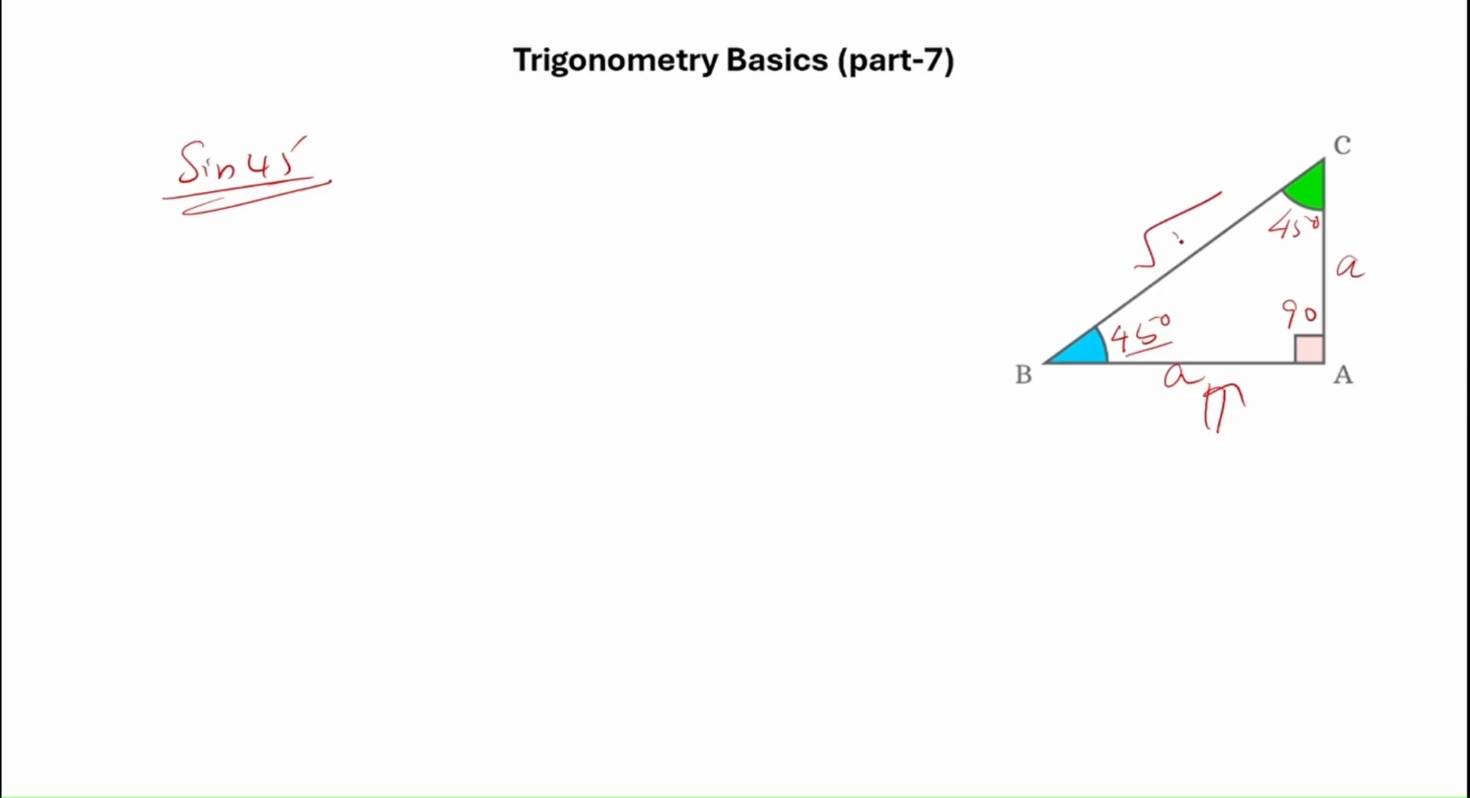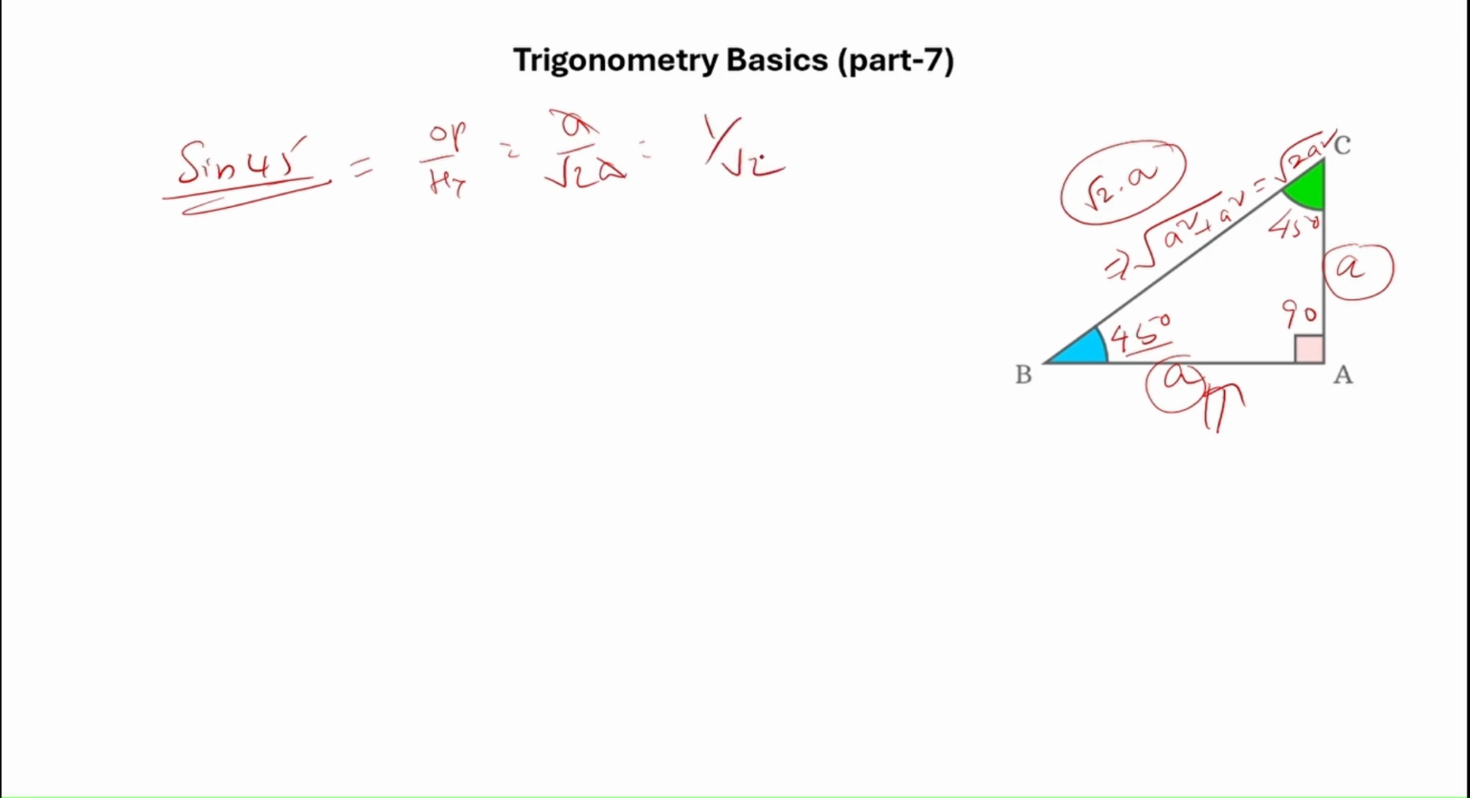It is a right angle triangle, so the hypotenuse becomes the square root of side square plus side square, which is root 2a square. So the hypotenuse becomes root 2 times a. Now I know all the sides. What is sine 45? Sine 45 is opposite side by hypotenuse. Opposite side is a, hypotenuse is root 2a. So a gets cancelled and the value is 1 by root 2.